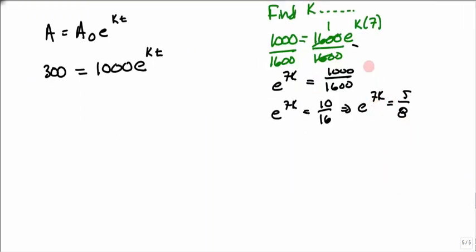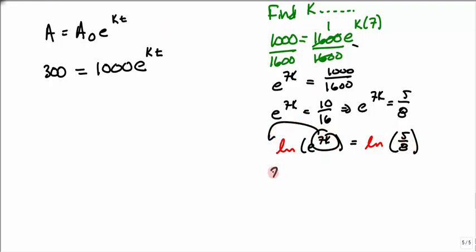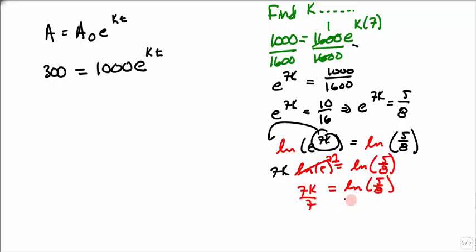Now to solve for K, I'd take the natural log of both sides. So I'm going to have the natural log of e to the 7k equals the natural log of 5/8. So the whole reason of the natural logs is to pull that 7k out front. So I have 7k natural log of e equals the natural log of 5/8. Natural log of e is 1. So I have 7k equals the natural log of 5/8. I don't want to reduce any of this, and then divide it by 7. So this is what K equals, natural log of 5/8 over 7.